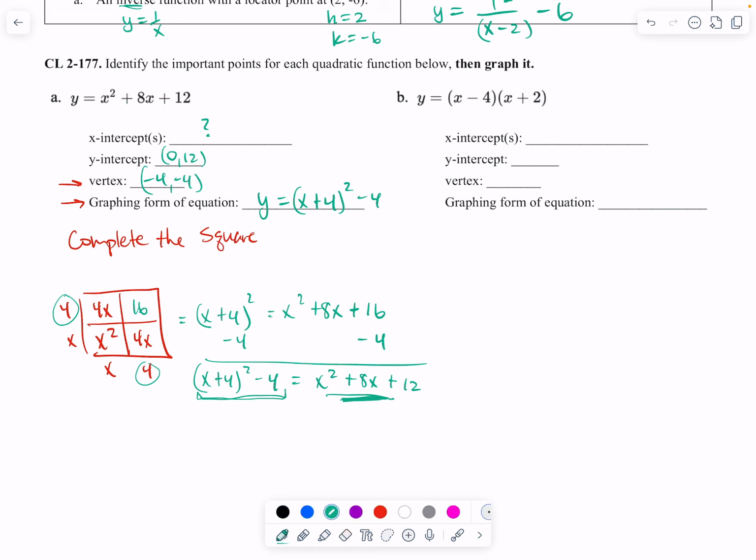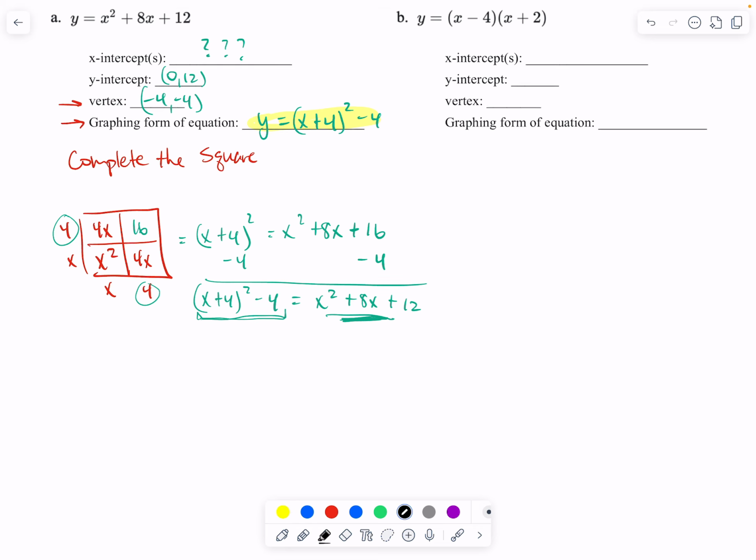But now I find myself here where I need to figure out the x-intercepts. So I'm going to take this completed the square form, this graphing form, and set it equal to 0, which is what I always do when I'm finding x-intercepts. So if y, which is equal to x plus 4 squared minus 4, is now equal to 0, I can ask the equation, please tell me what are the values of x that make y 0. So I'm going to start to solve for x. This is going to become x plus 4 squared equals 4.